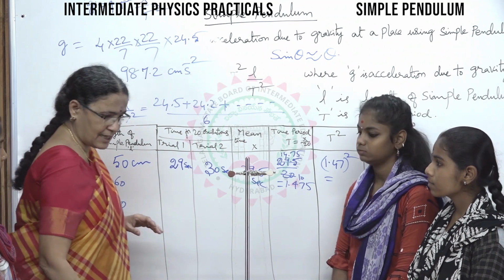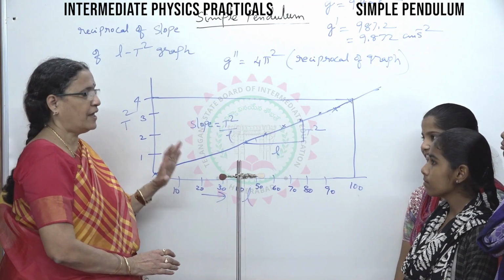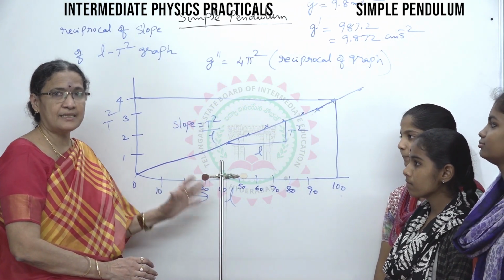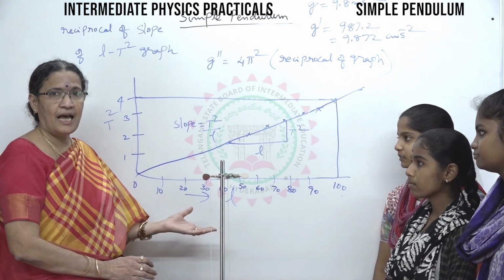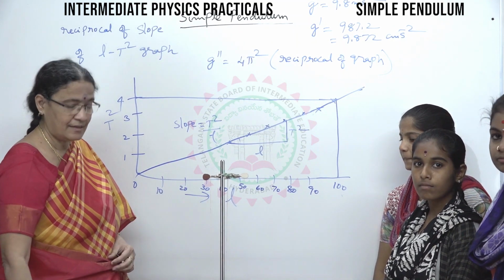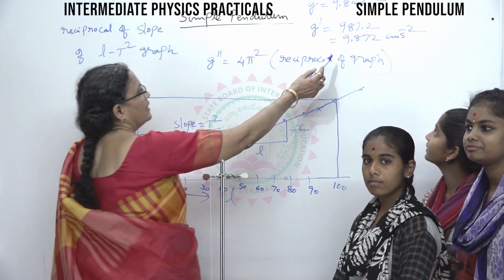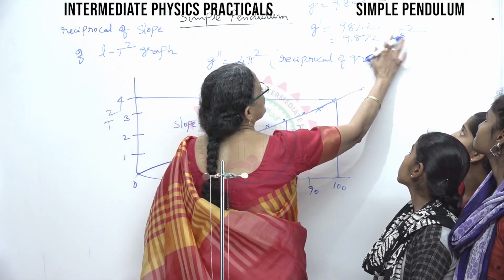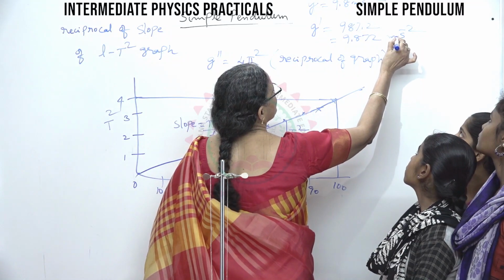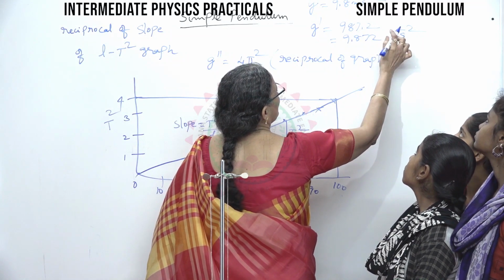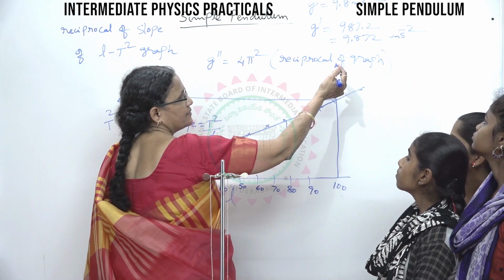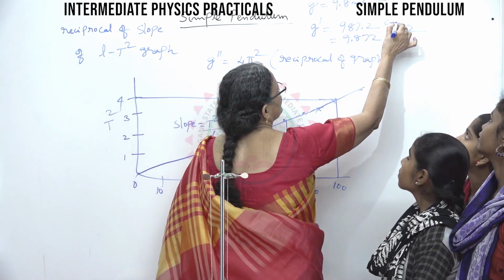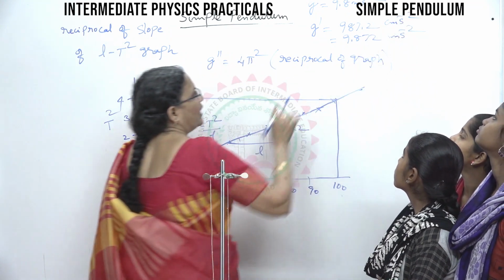Then we have to draw a graph. So we have completed the experiment by taking 6 readings. We have taken the average, substituted, and we got the value 987.2 centimeters per second square. This is in meters per second square. To convert centimeters into meters, divide by 100. Okay. So this is the value we got.